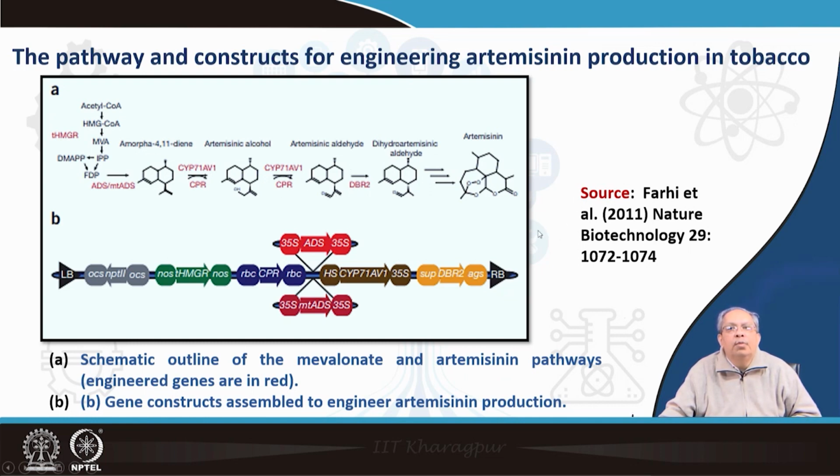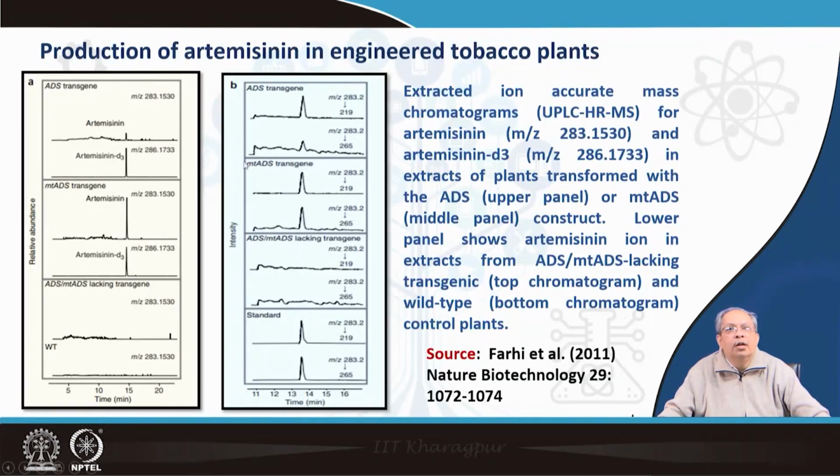The work was published in Nature Biotechnology in the year 2011. The take home message is that yes, it is possible to produce artemisinin in tobacco, provided you transfer the whole cassettes into it. And this is basically the experimental result showing that indeed artemisinin is produced.